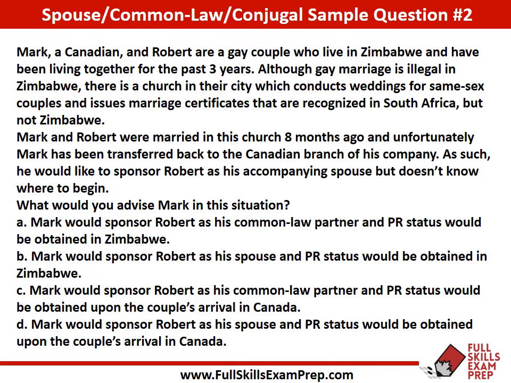So C says Mark would sponsor Robert as his common law partner, as we saw before, and PR status would be obtained upon the couple's arrival in Canada. And finally, D. Mark would sponsor Robert as his spouse, and PR status would be obtained upon the couple's arrival in Canada.